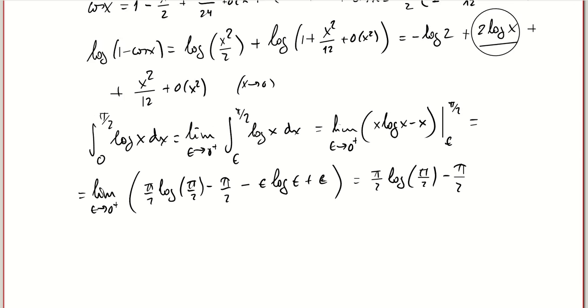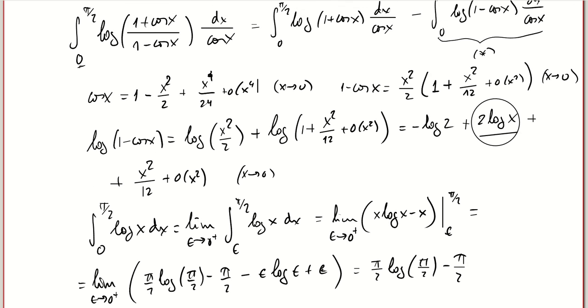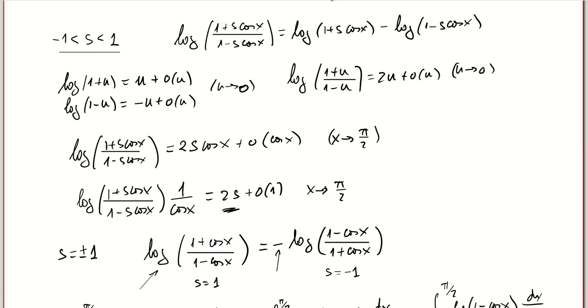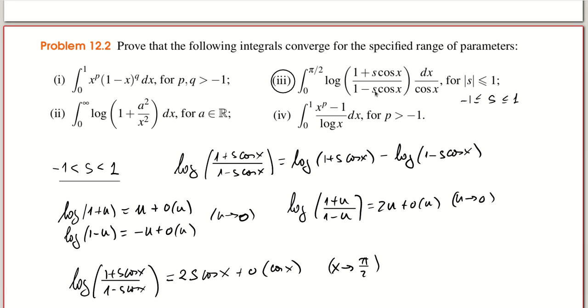So this integral converges. So we see that the integral at the end of the day converges for every value of s. For s strictly between -1 and 1, because then this is not even an improper integral, and even when s is 1 or -1, because then the function has a primitive that has a well-defined limit when epsilon goes to 0, and then the integral converges.